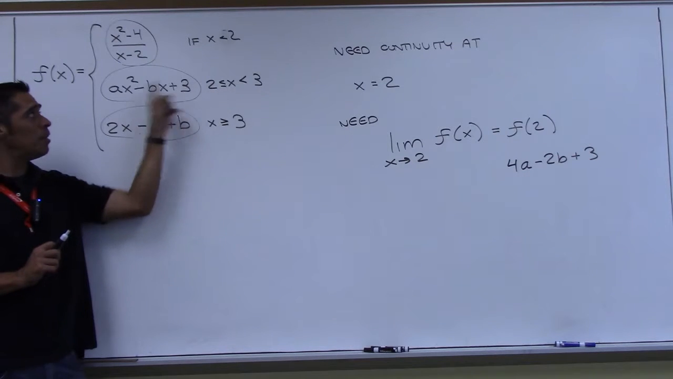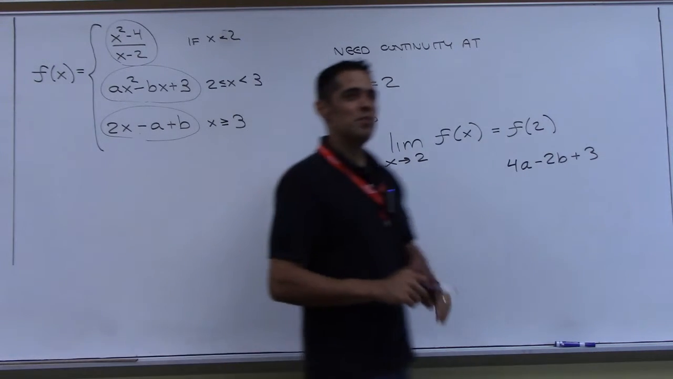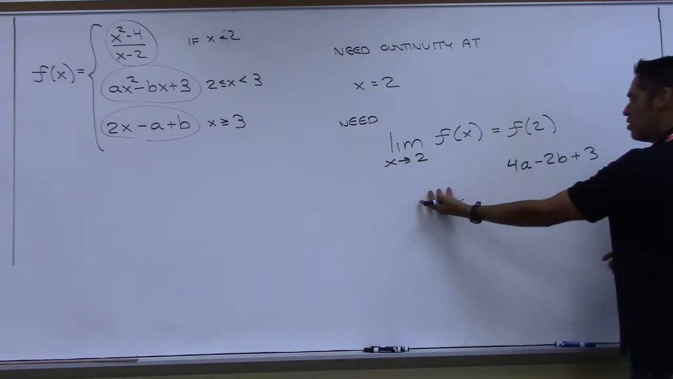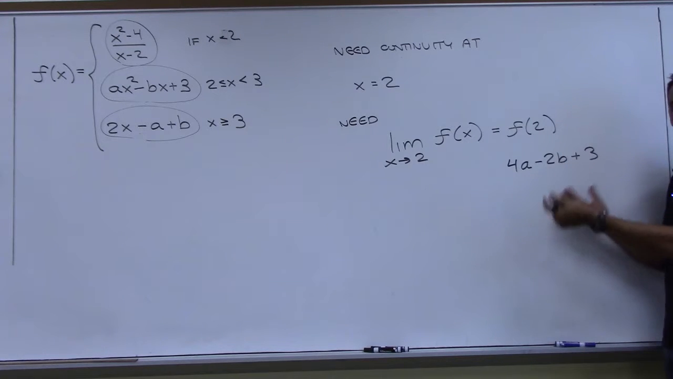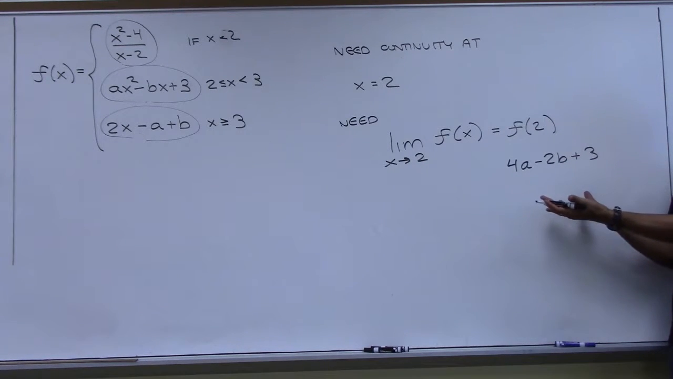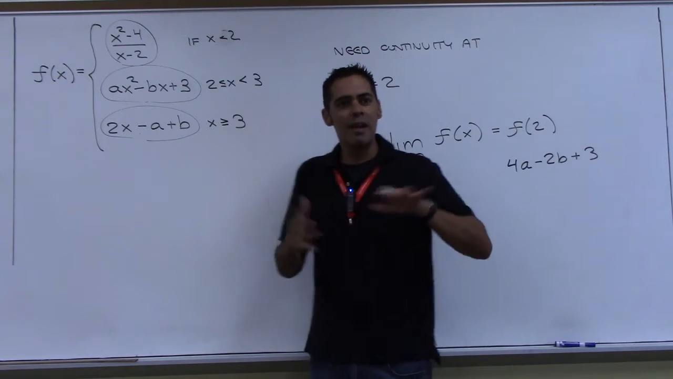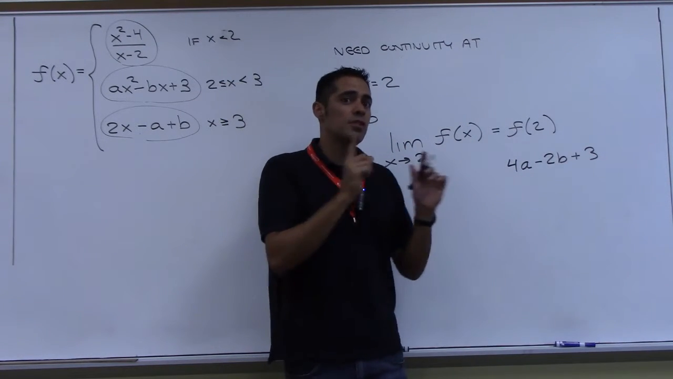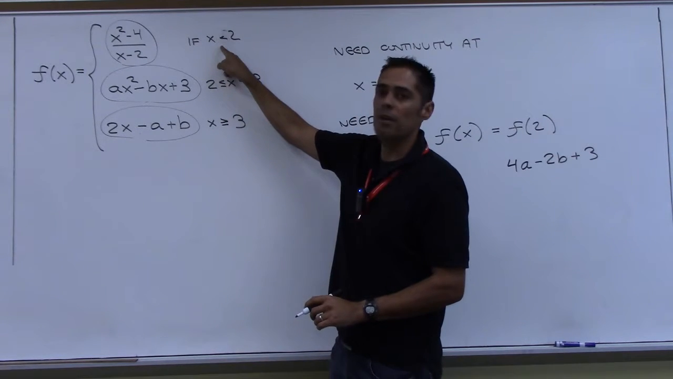What would happen if I plug 2 into this? Same thing. I would get the same thing. So what you would be saying is that 4a minus 2b plus 3 equals 4a minus 2b plus 3. Congratulations. You have no information there, right? So even though you could plug it into this, you already did. And so what you're doing is you're looking at approaching 2 from the other side, which would be this one.